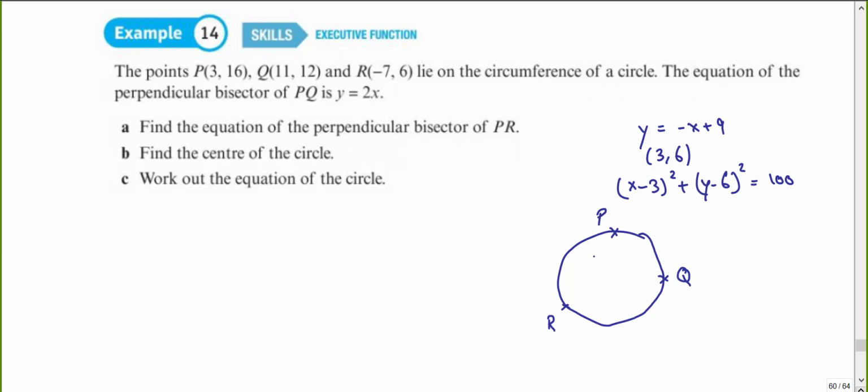P, R, Q. The equation of the perpendicular bisector of PQ is y equal to x. Where is PQ? It would be a chord. If you draw a chord, Adam, pay attention. This is PQ.